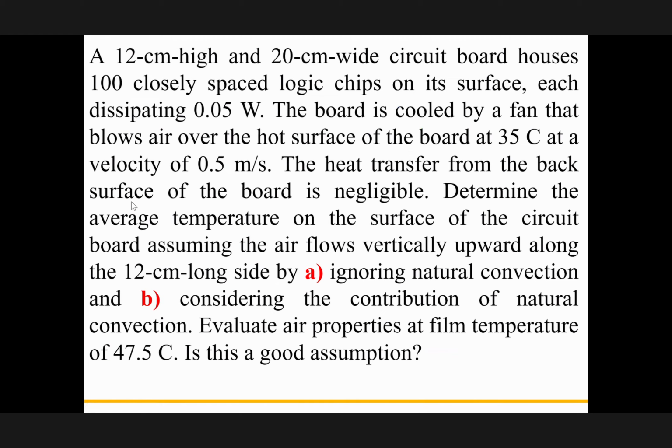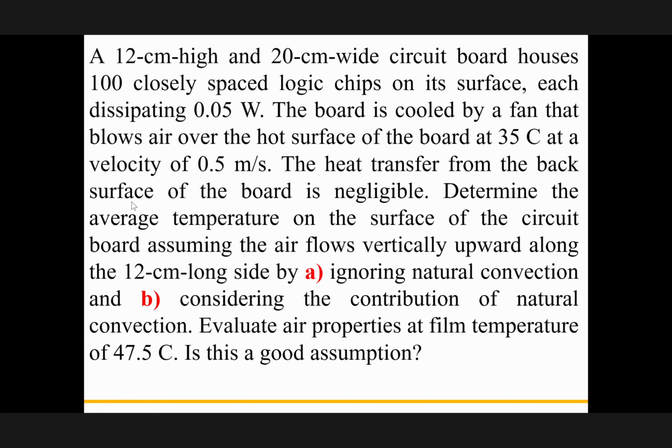A 12 centimeter high and 20 centimeter wide circuit board. Again, this is dealing with the computer, okay? It houses 100 closely spaced chips. On its surface, each dissipates 0.5 watt.